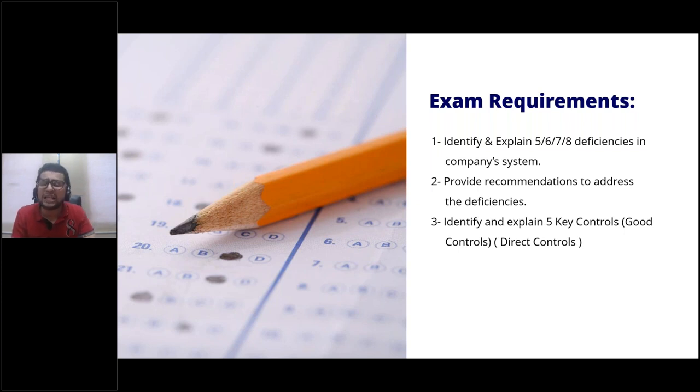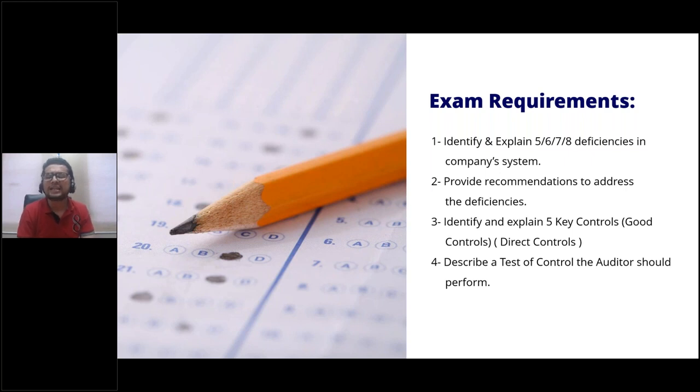Once you have identified the key control from the question itself using the copy-paste technique, and once you have explained the key control using your own words, the examiner will never stop here. If the examiner asks exam requirement number 3, the examiner would always ask for exam requirement number 4 as well. And that is how, as an auditor, you are going to test that key control. That direct control looks good on paper, it looks promising, but as an auditor, you need to test that control to make sure that the control is literally operating effectively.